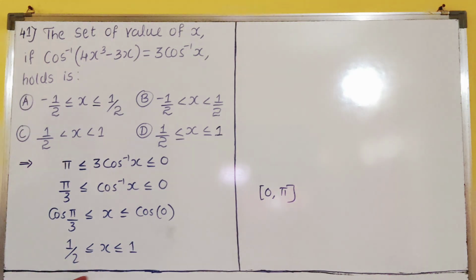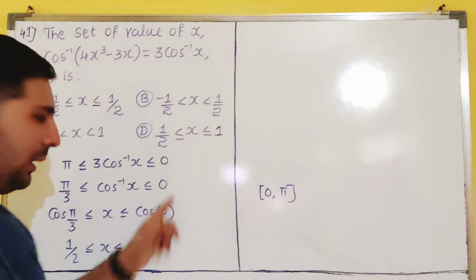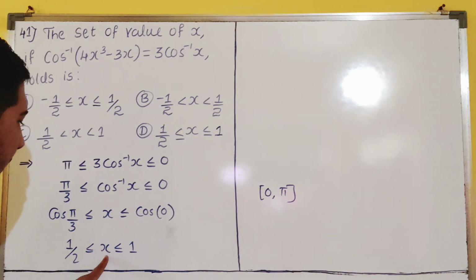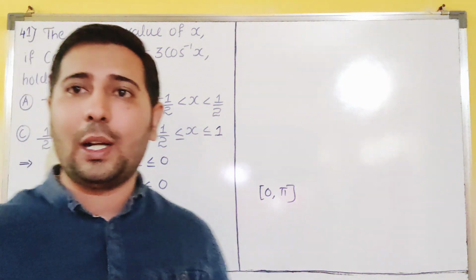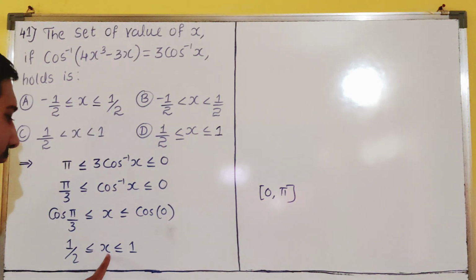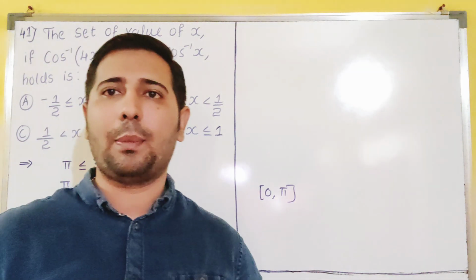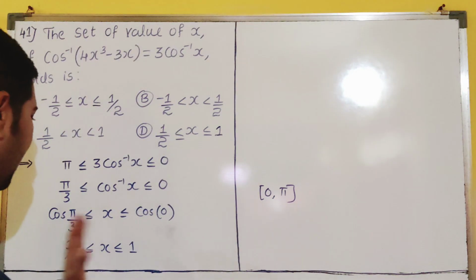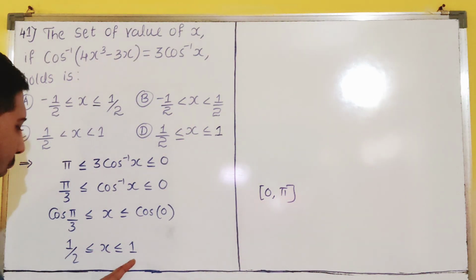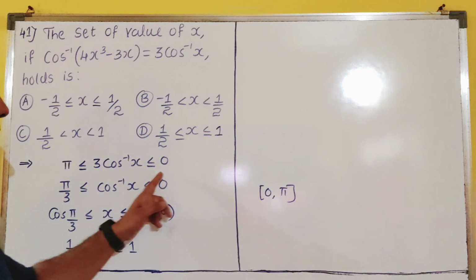I hope you understood. If I take 0 and pi here, then 1 is less than or equal to x, and x is less than or equal to 1 by 2. That is not the proper way. So half and more than half, it is 1. So the intervals have to be changed.